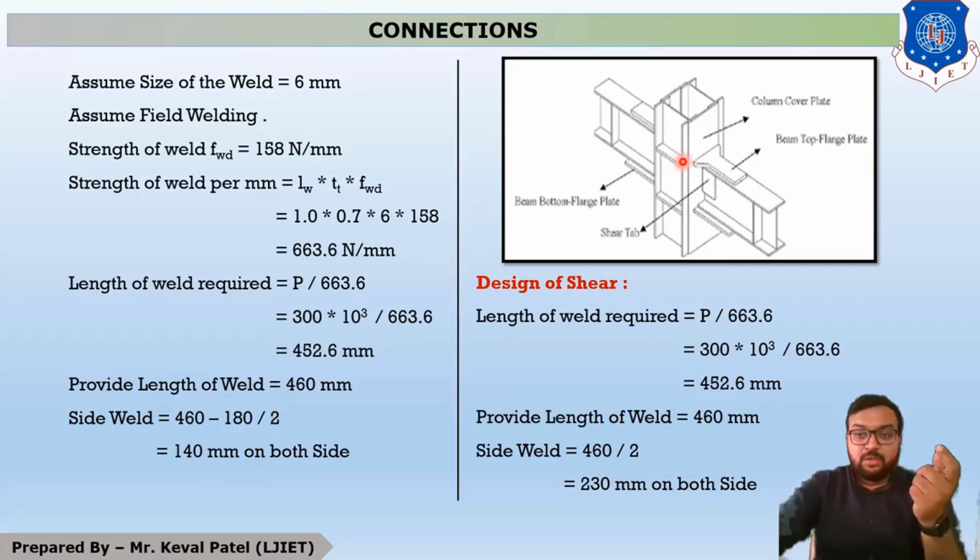Now for shear force, welding is provided over here. For shear, the length of weld remains the same, because the force is 300 into 10 raised to 3. So our provided length is 460 mm. Now 230 mm length of welding is provided over here, and 230 is provided over here.